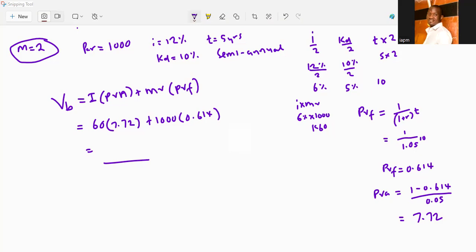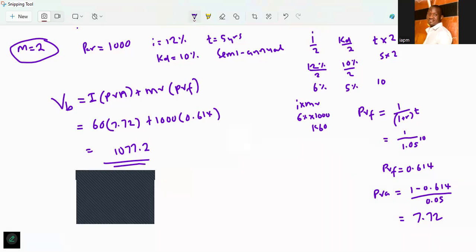So 1077 point what? 2. So what kind of a bond is this? It's the premium bond, right? Are we together? Have we left anyone out?